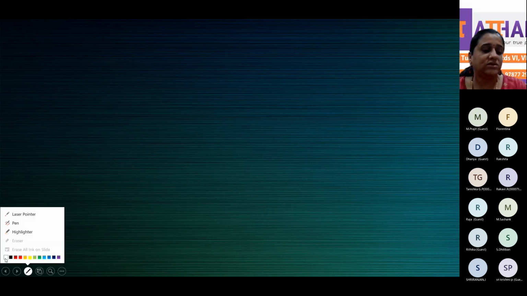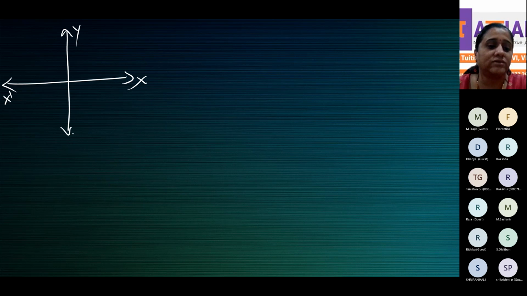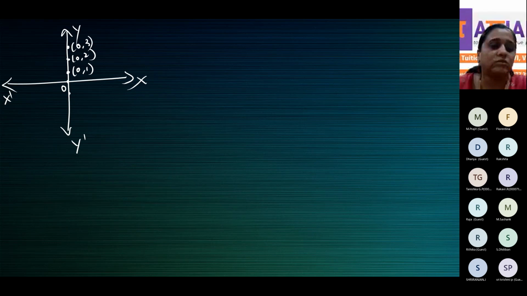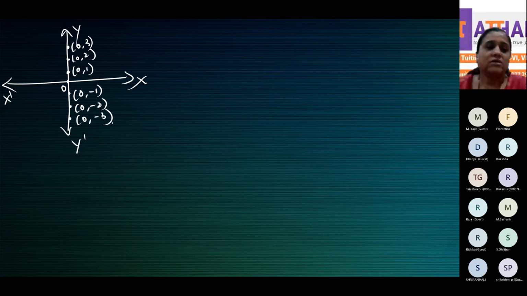Now, the next question is, what is the equation of the y-axis? So again, Cartesian plane, the x-axis, y-axis, origin. On the y-axis, when you mark off some points, like 0, 1, this is 0, 2, this one is 0, 3, and here below, 0, -1, 0, -2, 0, -3. So here we observe that the x coordinate is always 0. So x is equal to 0 is the equation of the y-axis.